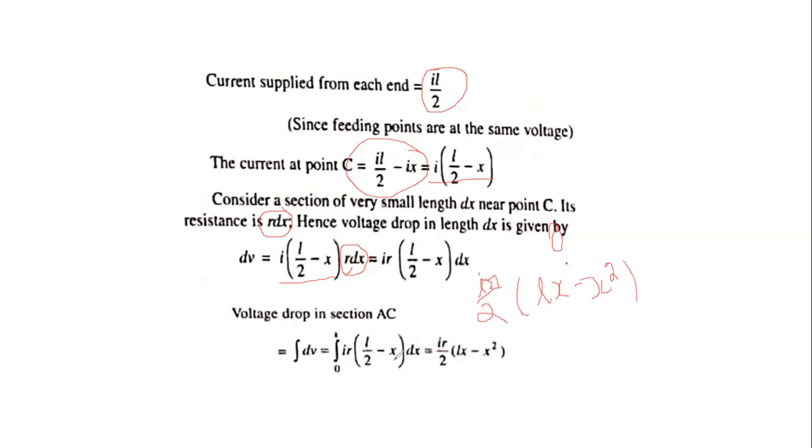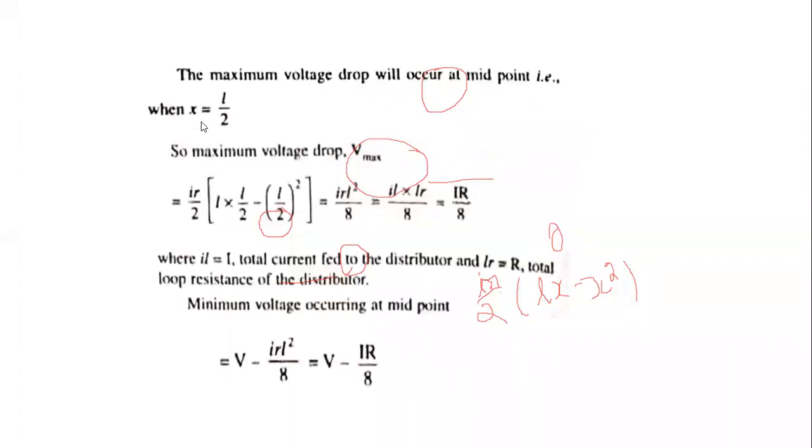After substituting the limits, x equal to L by 2, we get IR into (L by 2 into L by 2 minus (L by 2) whole square by 2). L into L means L square, so L square by 4 minus L square by 8. That will be equal to IR L square by 8.